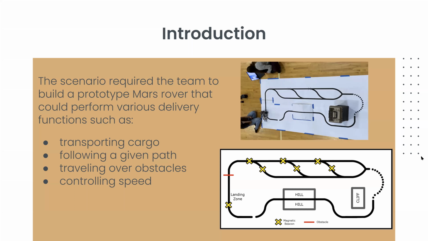Introduction to Project 3. The objective of Project 3 was to build and code a robot to accomplish certain tasks. The scenario for this project required the team to build a prototype Mars rover that could perform various delivery functions such as transporting cargo, following a given path, which was indicated by a line on the floor, whether it be dotted or straight, traveling over obstacles, as well as controlling speed.